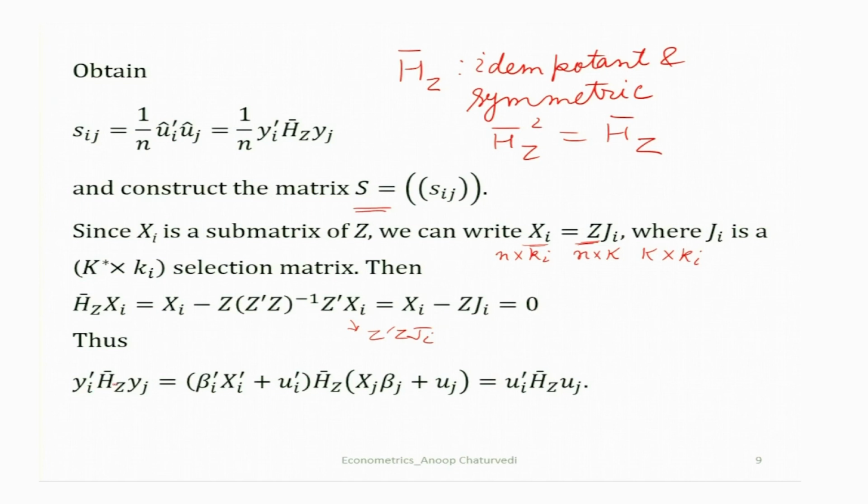So, y_i transpose h bar z y_j can be written as, we write y_i equal to x_i beta_i plus u_i. So, y_i transpose is equal to beta_i transpose x_i transpose plus u_i transpose, h bar z, x_j beta_j plus u_j, and then this is equal to u_i transpose h bar z u_j.